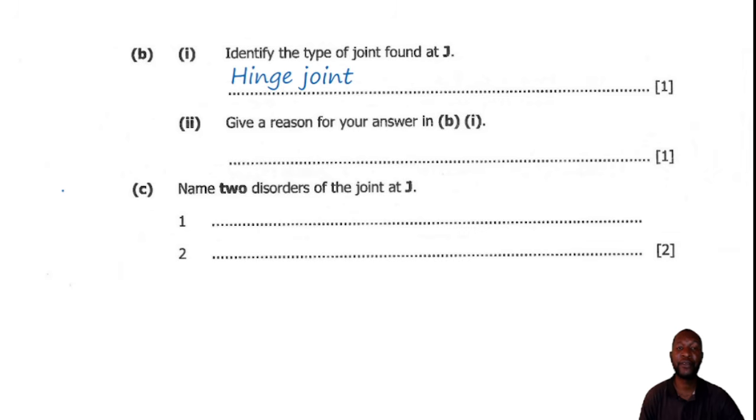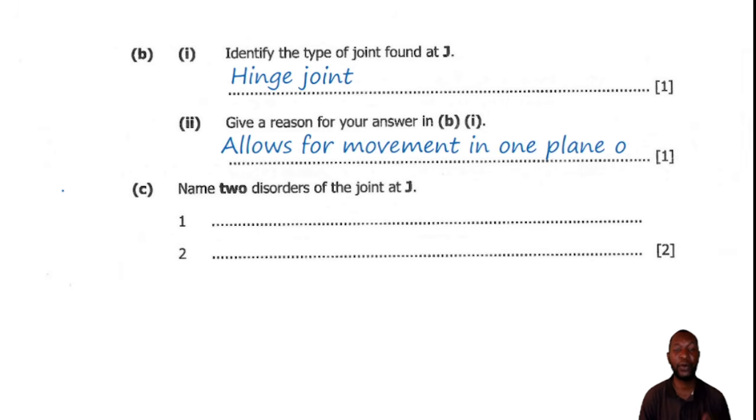B2. Give a reason for your answer in B1. Joint J is the hinge joint because the hinge joint only allows for movement in one plane only. This was the answer to B2. Part C. Name 2 disorders of joint J. The joint disorders include 1. Arthritis, 2. Dislocation, as well as gout. Here we only need to write 2 answers. So these were answers to part C.